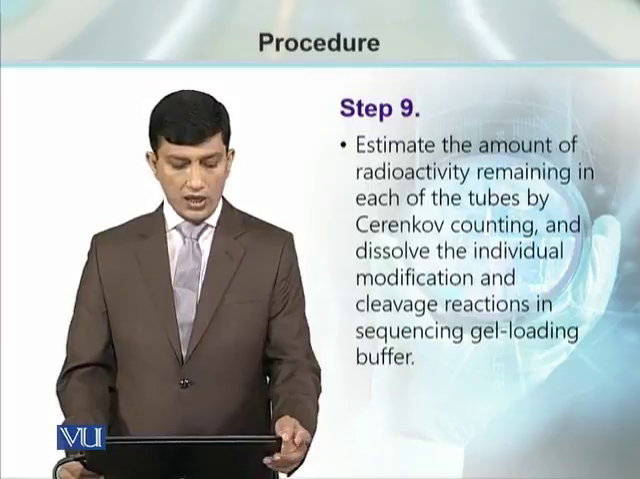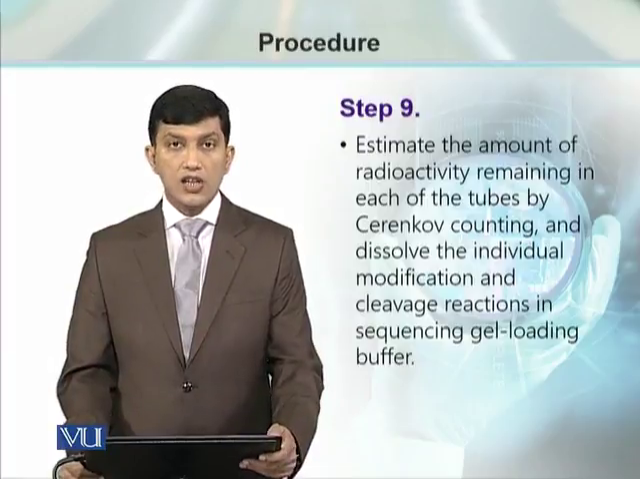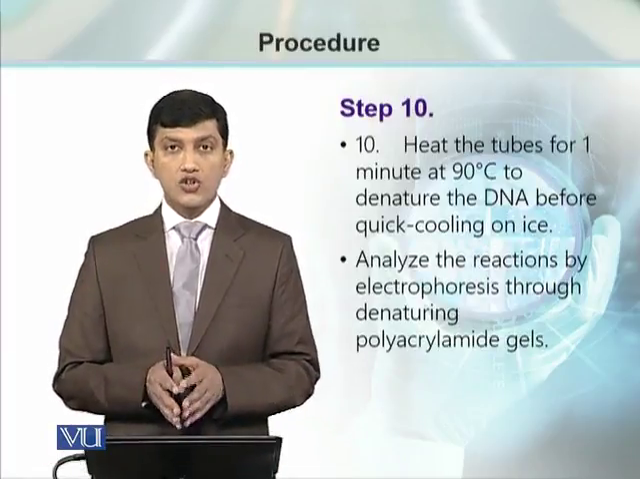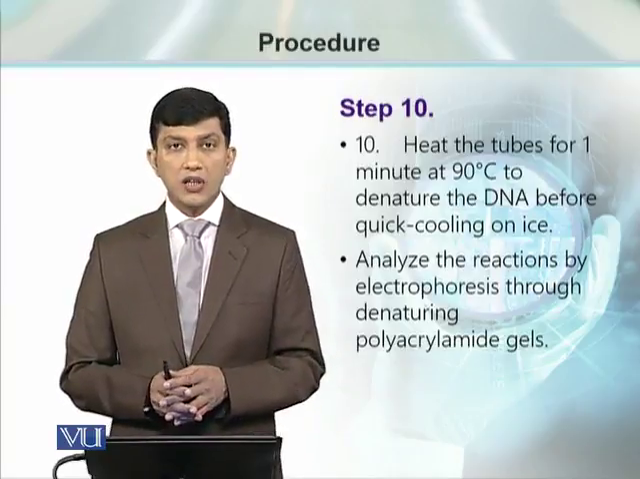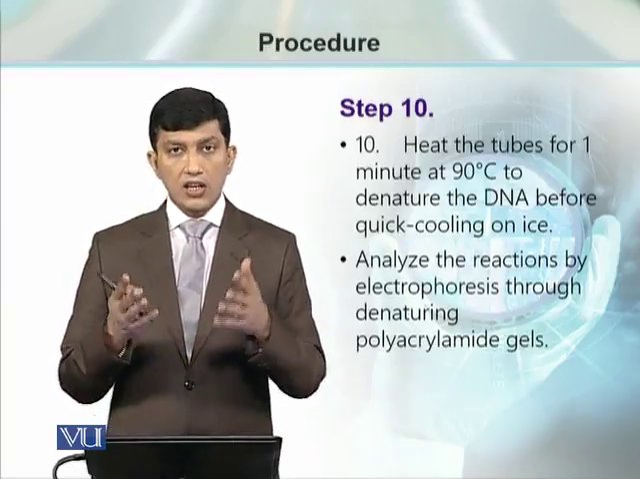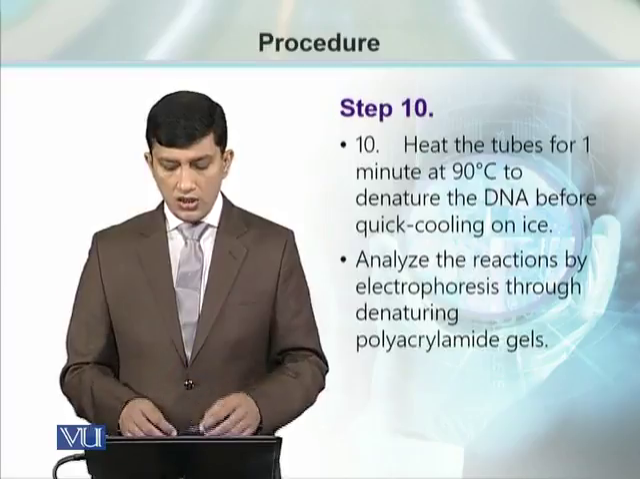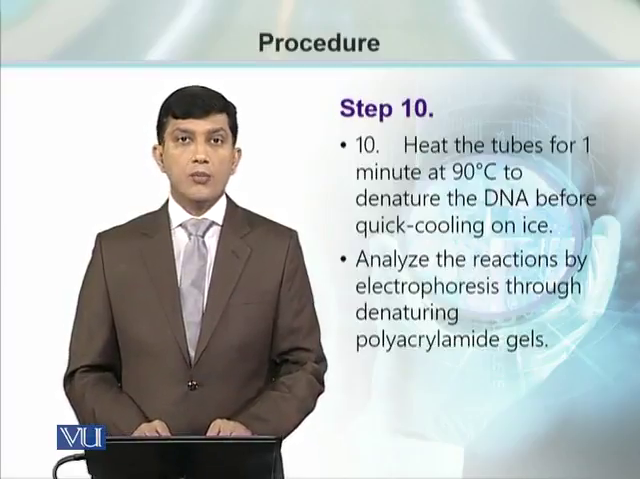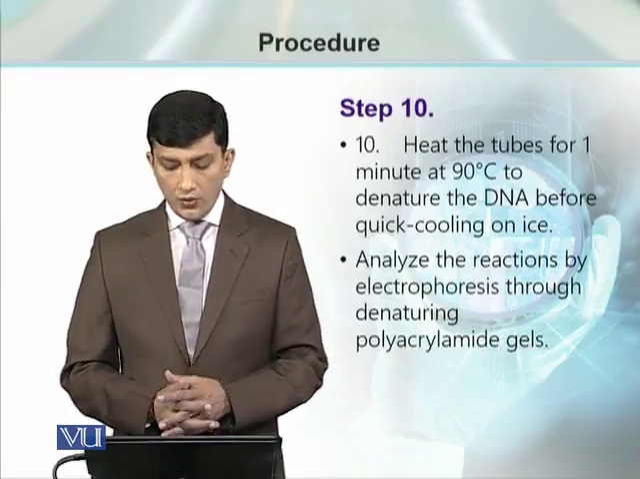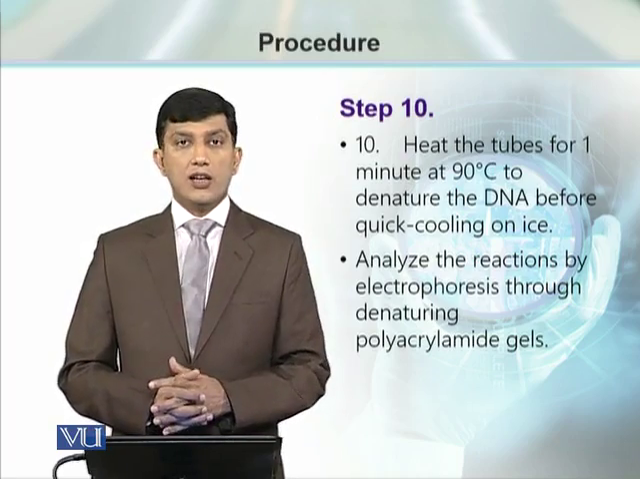Then we can proceed further to study the DNA samples by sequencing gel electrophoresis. For that purpose, we add sequencing gel loading buffer into each tube. We heat the tubes for 1 minute at 90 degrees centigrade so that the DNA samples can be denatured, and then we analyze the sample using polyacrylamide gel electrophoresis.